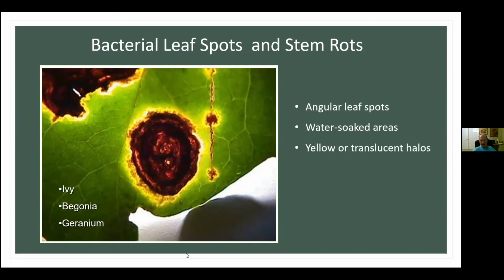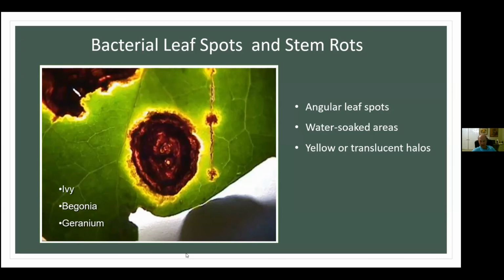Bacterial leaf spot and stem canker are often a problem on English ivy, but begonias and geraniums are also susceptible. Favorable conditions for infection include high humidity, crowding, and poor air circulation around the plants.